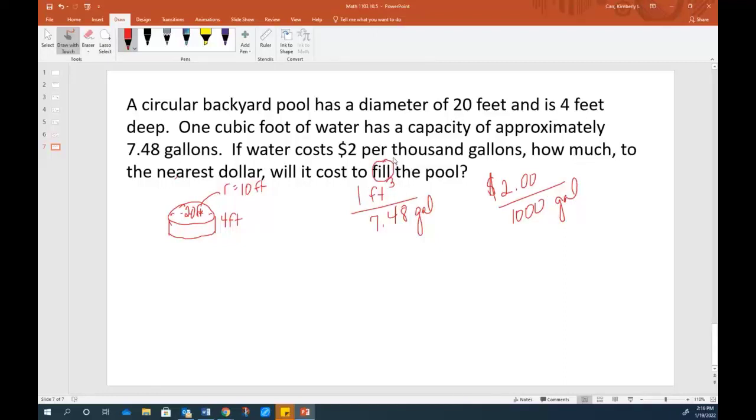Well, if we have to fill the pool, then we need the volume of the pool. So we're going to go over here and find the volume. The volume of the shape is pi r squared h, which is pi times 10 squared times 4. That's 400 pi. And then it's all measured in feet, so that's feet cubed. Okay, now since it's saying to the nearest dollar and I want to approximate, I could go ahead and multiply that pi in and then just kind of round it off. So 400 pi gives me approximately 1257.